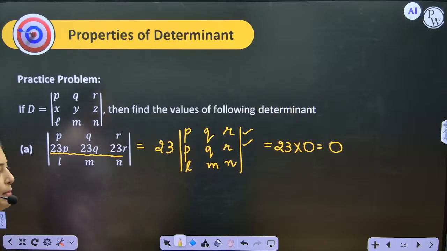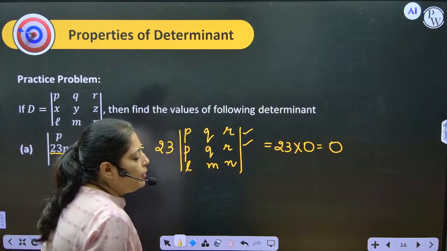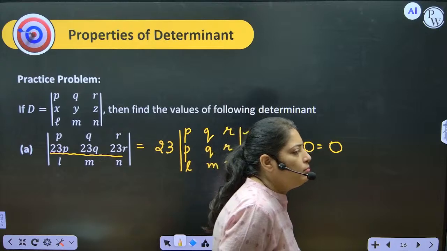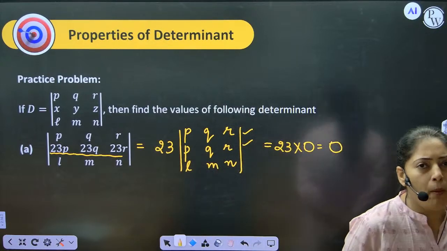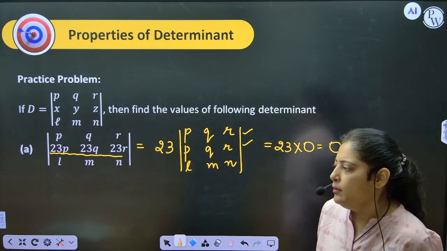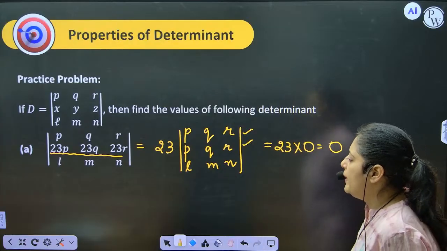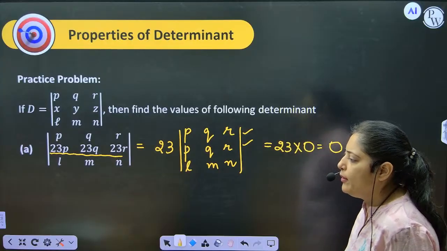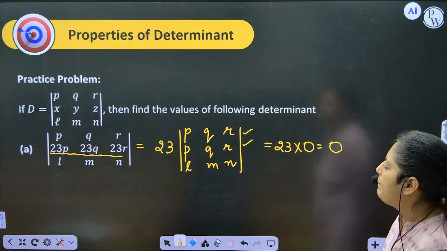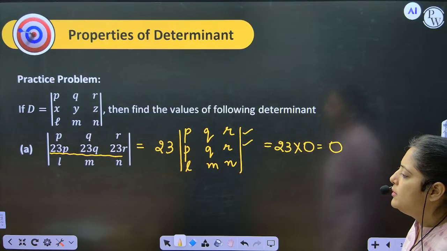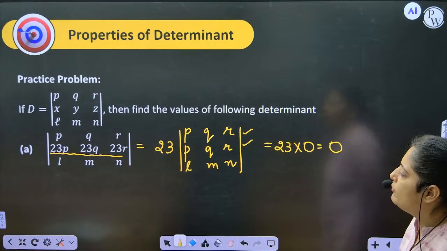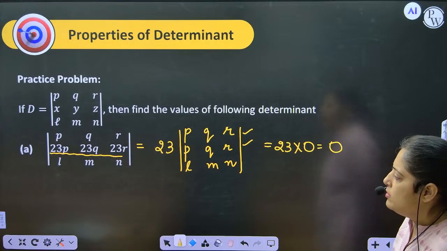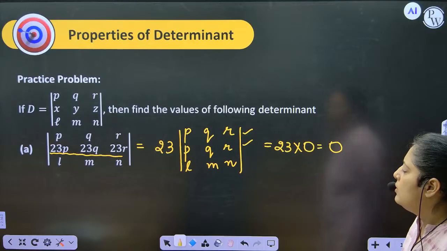So we have to simplify the question, not make it complicated. Don't make the question complicated. We have to simplify it. We don't have to make it complicated. Okay. Next, write it quickly.